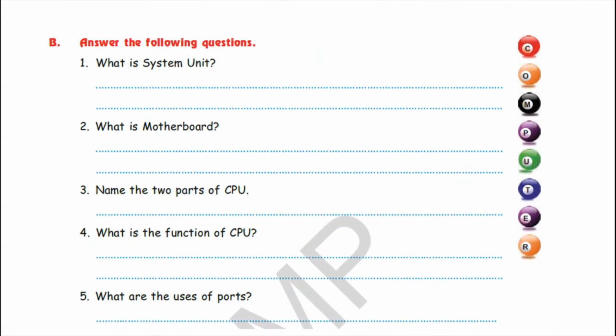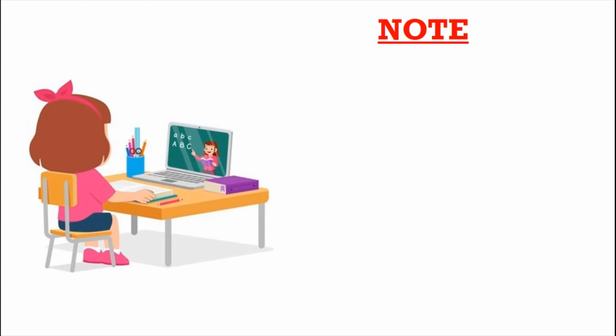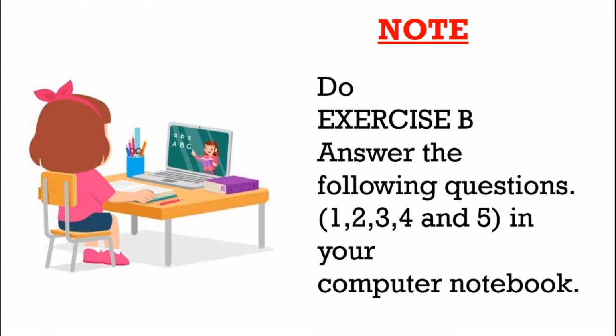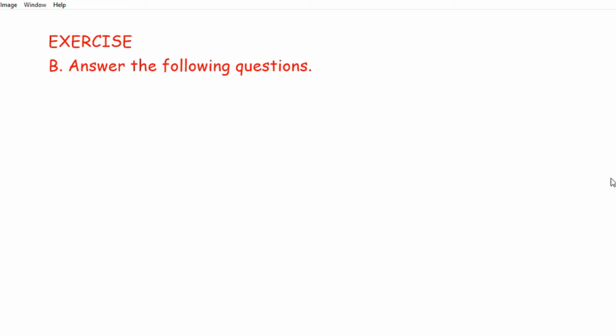Exercise B. Answer the following questions. Children, I request all of you to open your notebook and write the answers of this exercise B 1, 2, 3, 4 and 5 in your computer notebook. So keep your computer book open and underline the answers for these following questions and then you can write them in your notebook. So your question number 1 is, what is system unit?